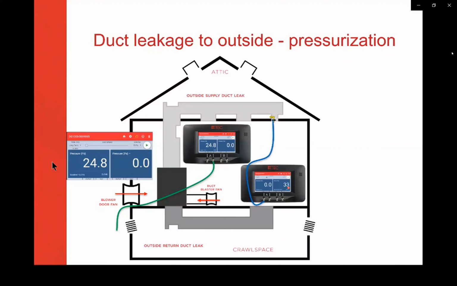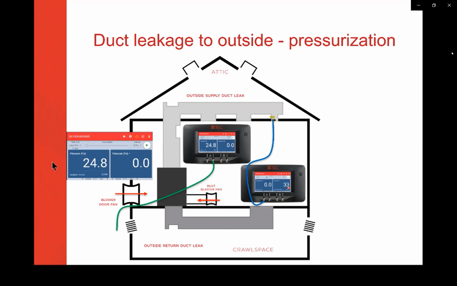Remember, when we turn the duct blaster fan on, that is blowing air to the outside, and if we've got ducts on the outside, it's going to change. It's going to act like an exhaust fan if we're blowing air from the house to the outside, and it's going to change the pressure in the house. So that's why it's important to set the blower door fan to cruise 25.